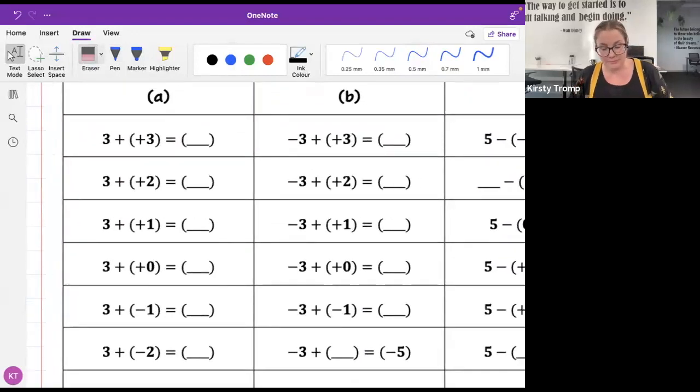Okay, so I'm seeing a whole lot of brackets. I know that I'm going to have positive signs next to each other and negative signs next to each other. So now I need to grab my pencil because I'm going to have to do some work here. My first sum I've got 3 plus positive 3. I can see I've got two signs sitting right next to each other. I'm going to draw my circle.